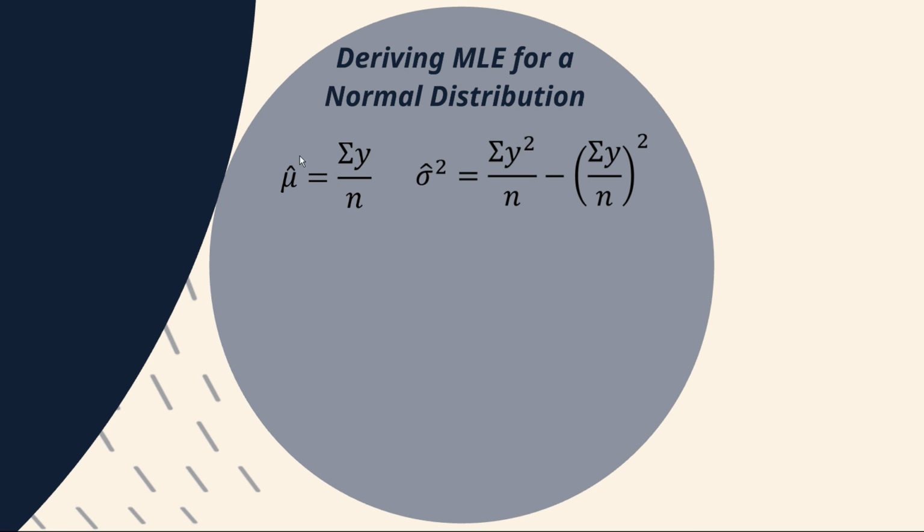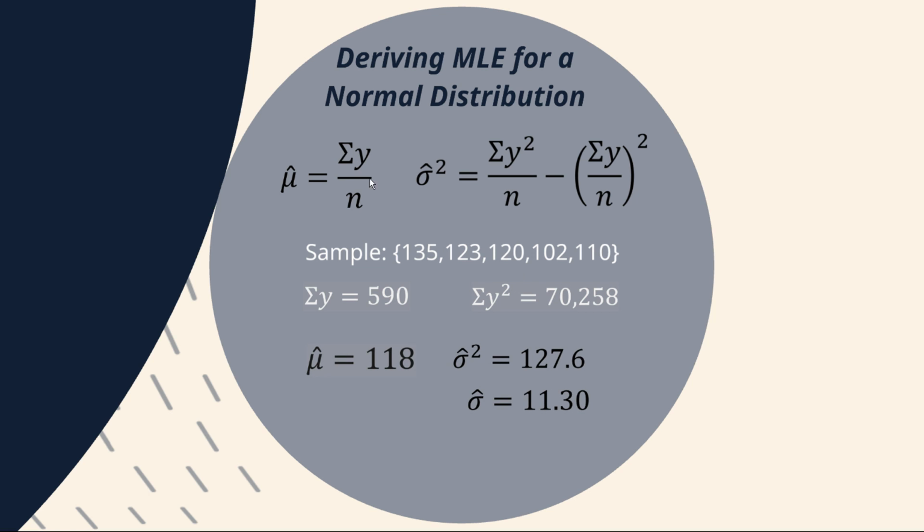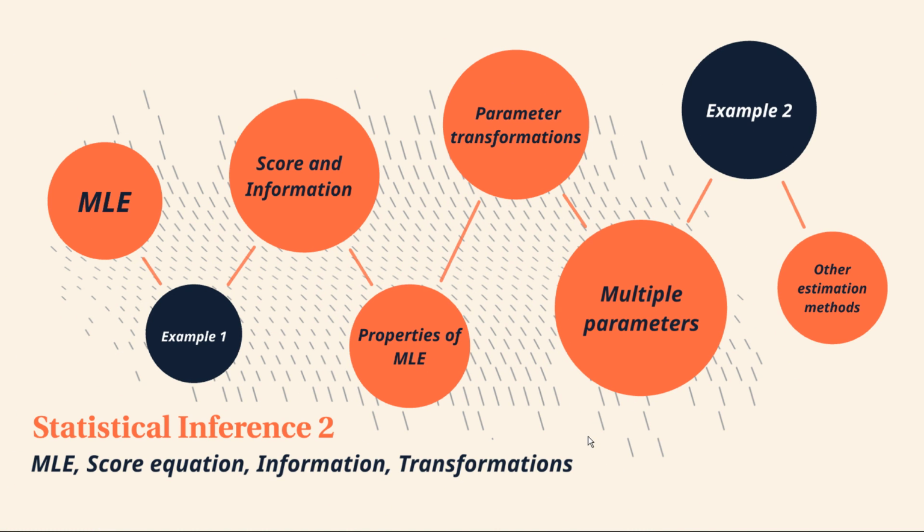The MLE, the maximum likelihood estimate for mu, is going to be the sum of y on n. And if this is our sample, we can find the sum of y is 590 and the sum of y squared is 70,258. So I'll trust you to be able to chuck those values into these formulas, and you'll find the estimate for mu to be 118 and the estimate for sigma squared to be 127.6. For sigma, it's 11.30. And there you have it. I'm glad we got through it.